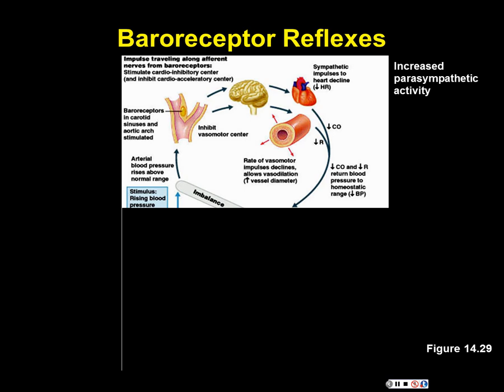Does that make a little bit of sense? The other half of the image is showing the exact opposite. If our blood pressure declines below set point, which nervous system takes over? Sympathetic nervous system. Our blood vessels should constrict. Our heart rate should go up. Our contractility goes up. Stroke volume goes up. Cardiac output goes up. Resistance goes down. And collectively, our blood pressure should go up.